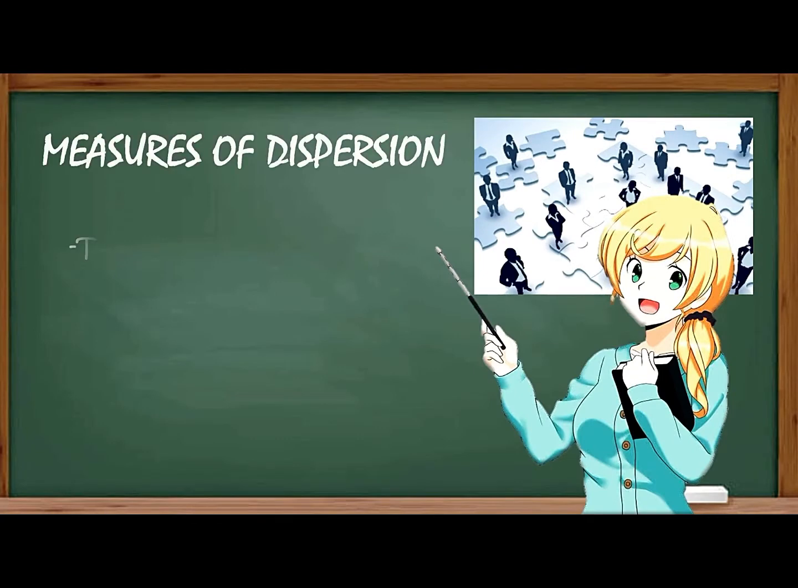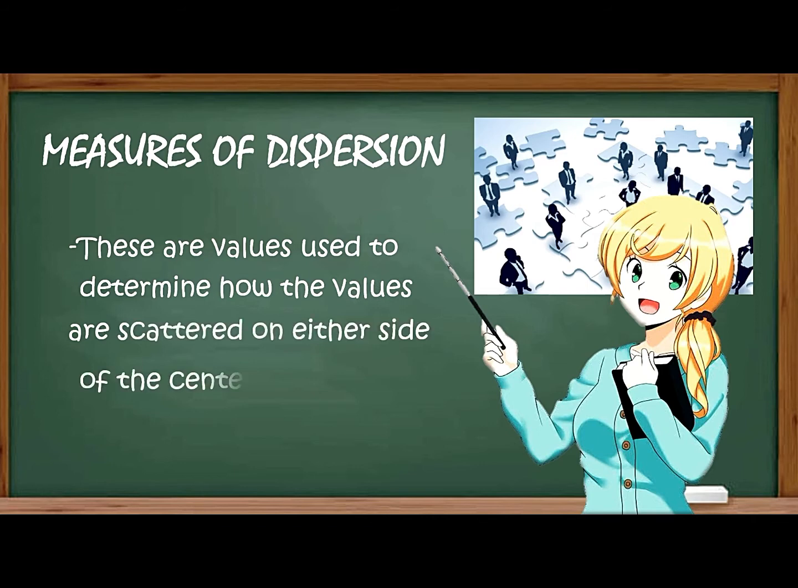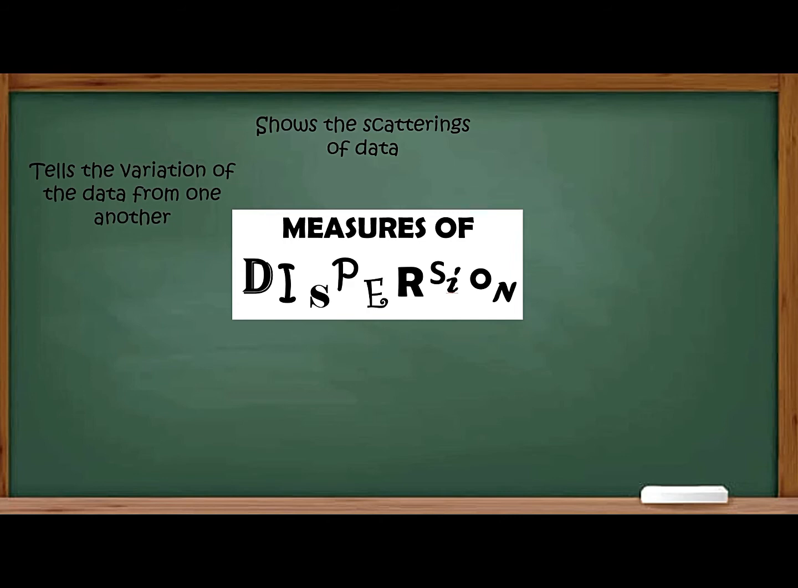Measures of dispersion is defined as the values which are used to determine how the values are scattered on either side of the center in a given distribution. Measures of dispersion is ultimately significant, for it shows the scattering of data, tells the variation of the data from one another, and gives a clear idea about the distribution of the data. In simplest terms, measures of dispersion shows the homogeneity or the heterogeneity of the distribution of the observations or class.